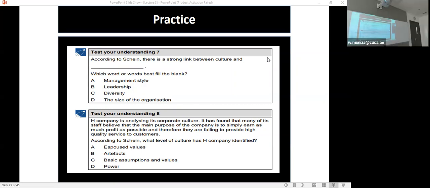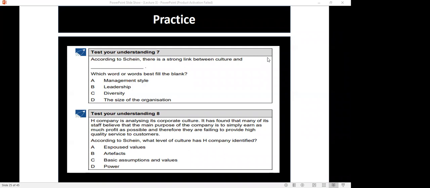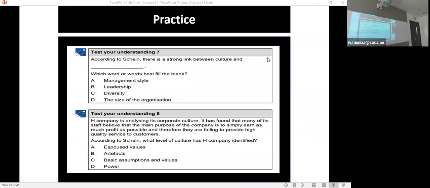What was an idea given to us by Schein? He said that first leaders of the organization will be making the culture of the organization, and those who are coming after those leaders have to follow the footsteps of the initial leaders. So leadership, ma'am? Very good. According to Schein, there is a strong link between culture and leadership. Got it, everyone? Okay, now understanding number eight.